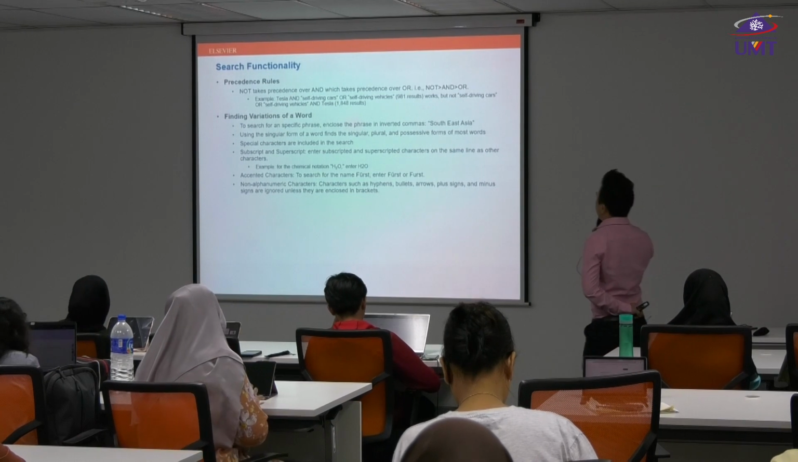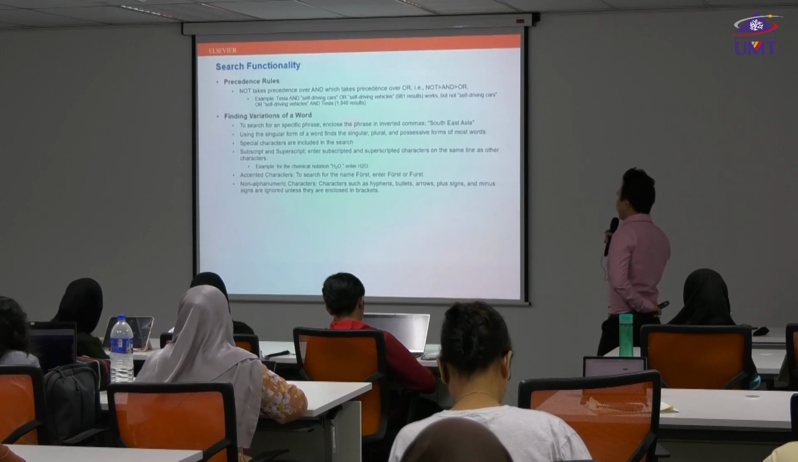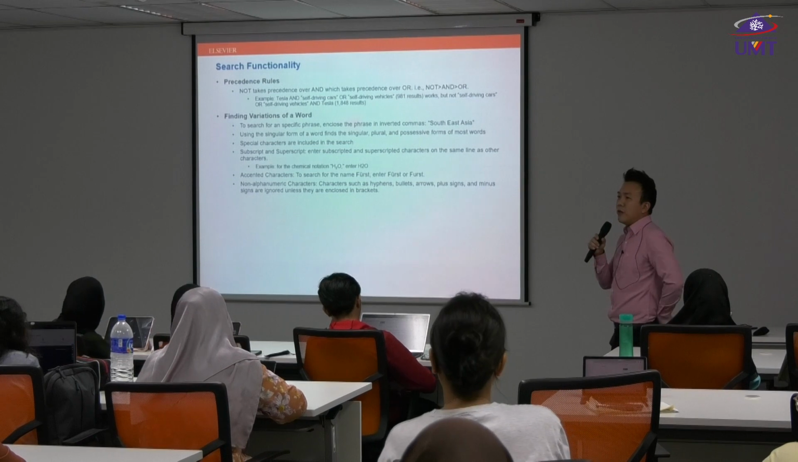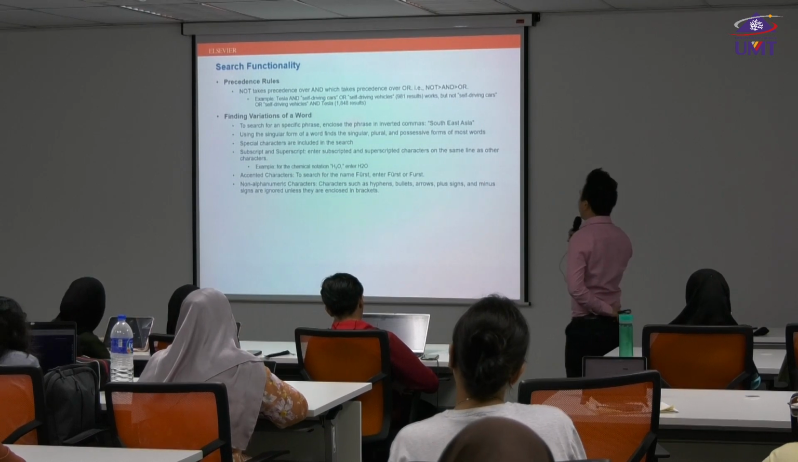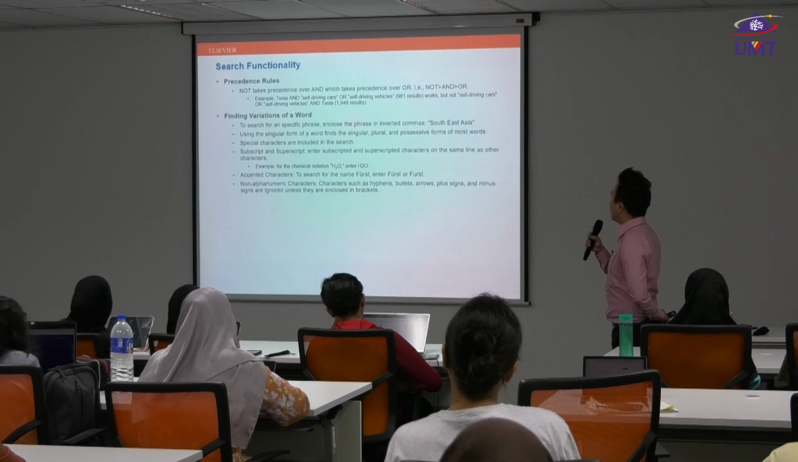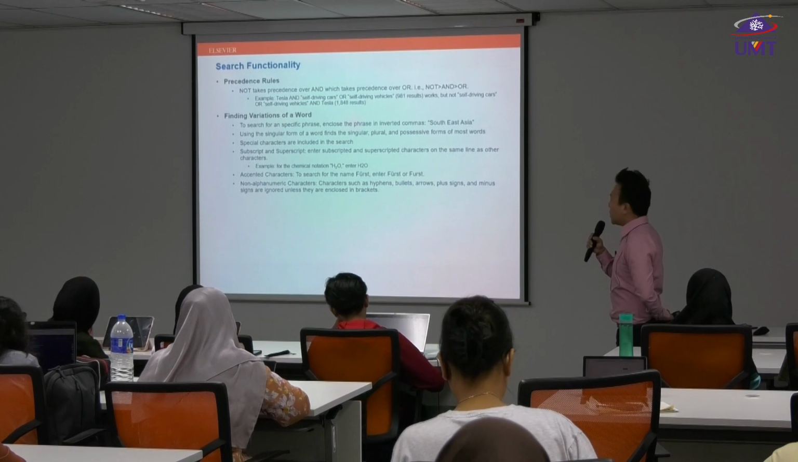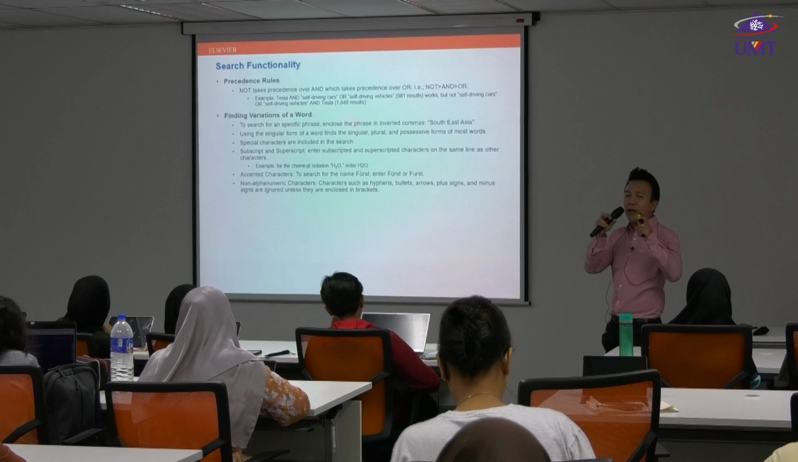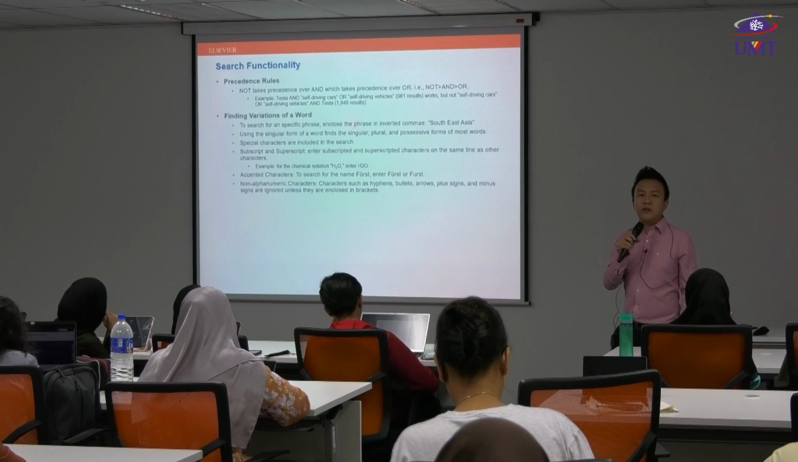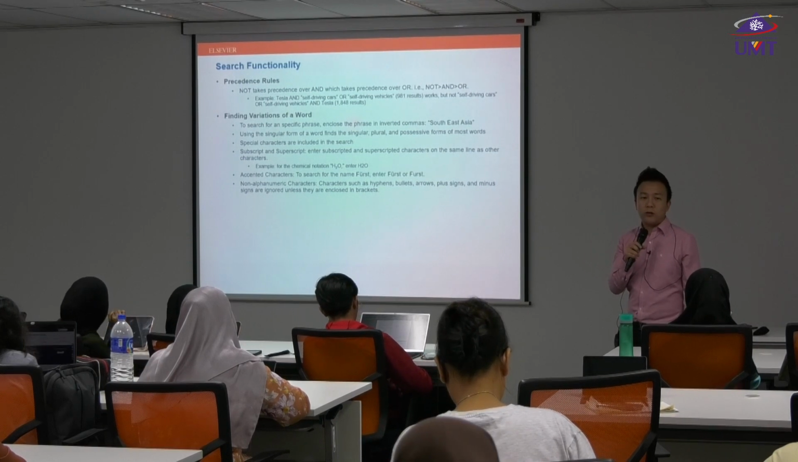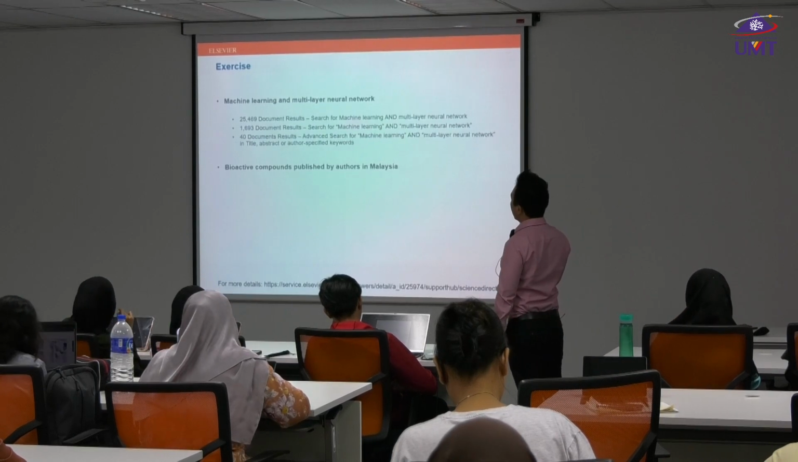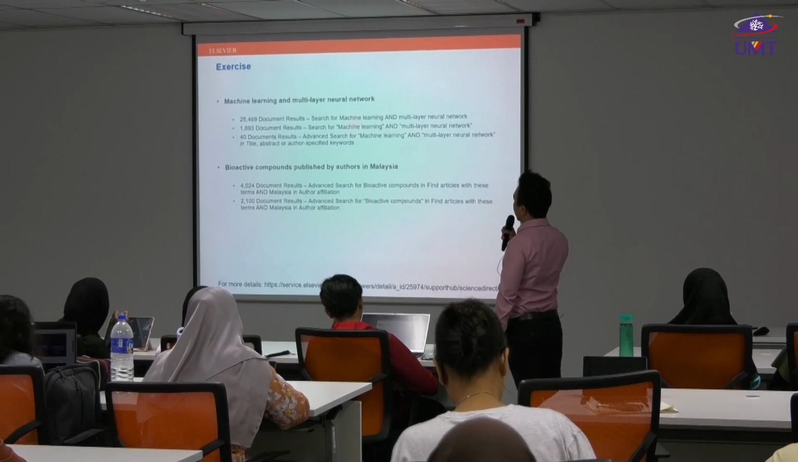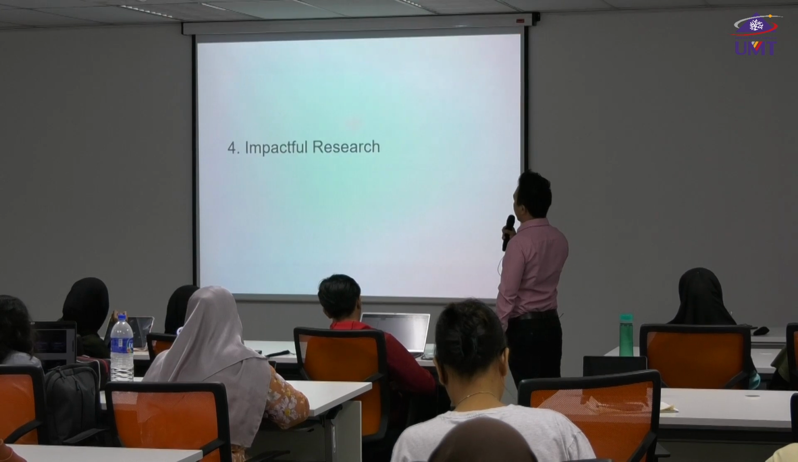For accented characters, to search for the name Fürst, enter Fürst or Furst, so without the double dot on top of the u is also acceptable. Non-alphanumeric characters such as hyphens, bullets, arrows, plus signs, and minus signs are ignored unless they are enclosed in brackets. Meaning to say, if they are not enclosed in brackets, in the search functionality, they will be ignored. I will not go through the rest because it's a bit too much.